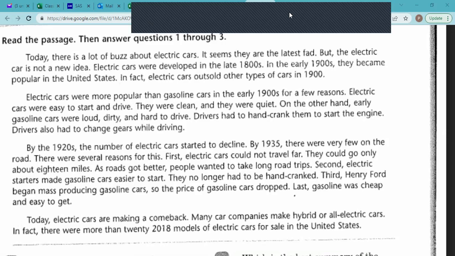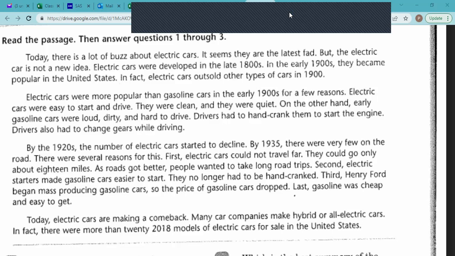Today, there is a lot of buzz about electric cars. It seems they are the latest fad. But the electric car is not a new idea. Electric cars were developed in the late 1800s. In the early 1900s, they became popular in the United States. In fact, electric cars outsold other types of cars in 1900.